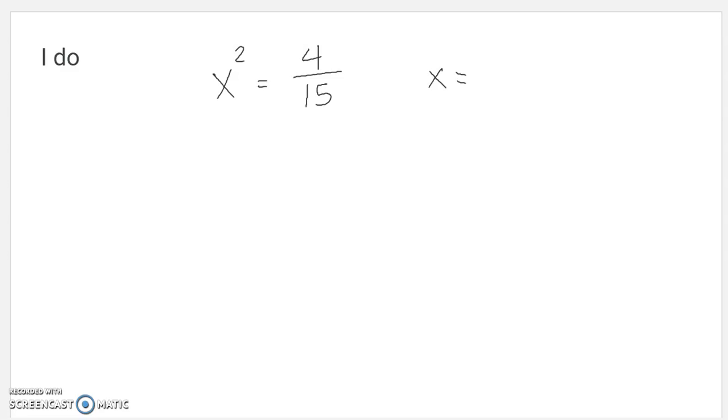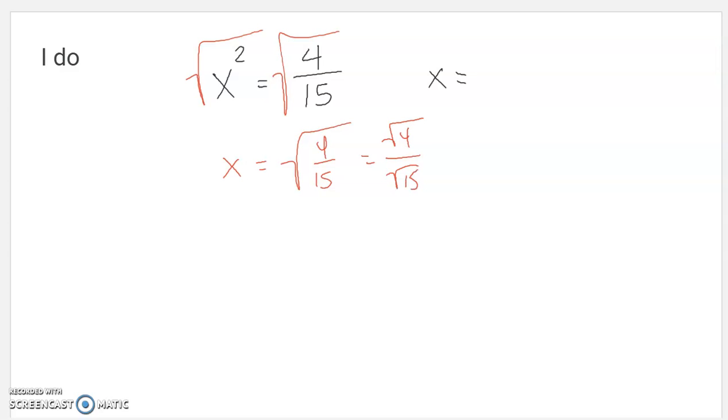Like when we look at a fraction like 4/15ths, if I do square root on both sides, x is going to be the square root of whatever 4/15ths is, which is going to be the square root of 4 over the square root of 15. That numerator, no problem.